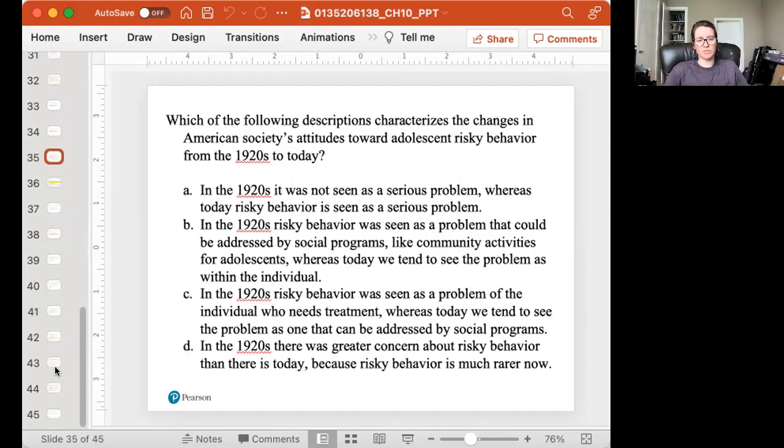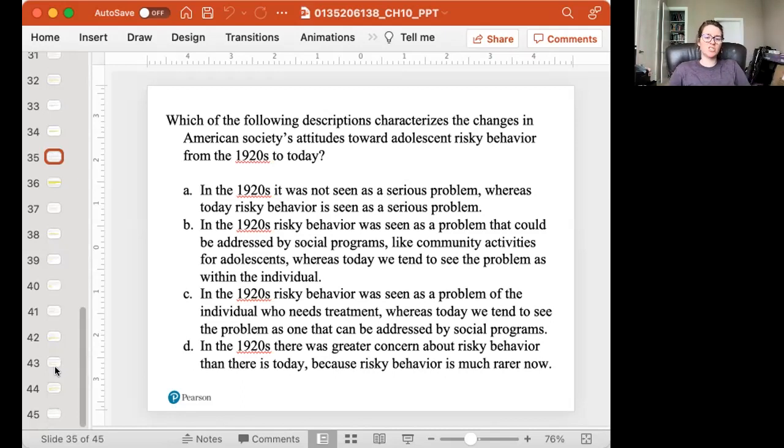Which of the following descriptions characterizes the changes in American society's attitudes toward adolescent risky behavior from the 1920s to today? A, in the 1920s, it was not seen as a serious problem, whereas today risky behavior is seen as a serious problem. B, in the 1920s, risky behavior was seen as a problem that could be addressed by social programs like community activities for adolescents, whereas today we tend to see the problem as within the individual. C, in the 1920s, risky behavior was seen as a problem with the individual who needs treatment, whereas today we tend to see the problem as one that can be addressed by social programs.